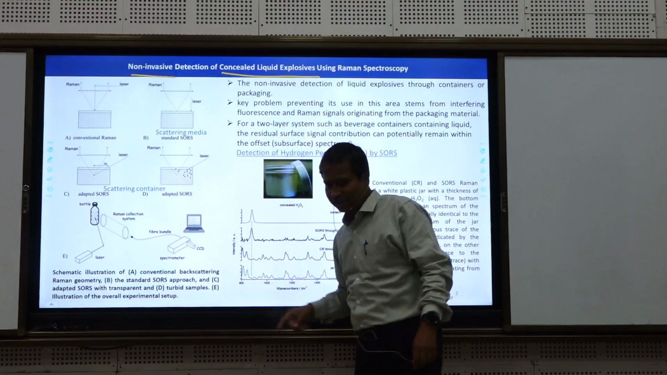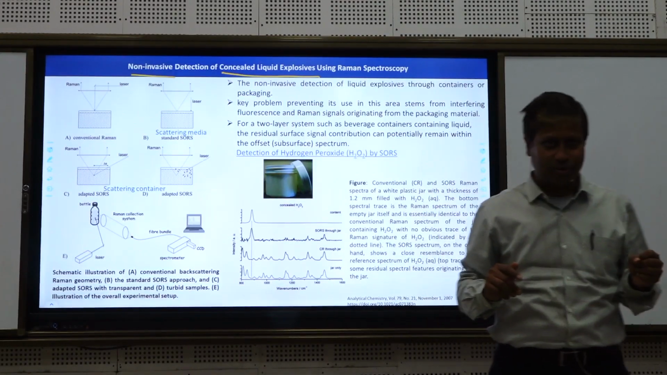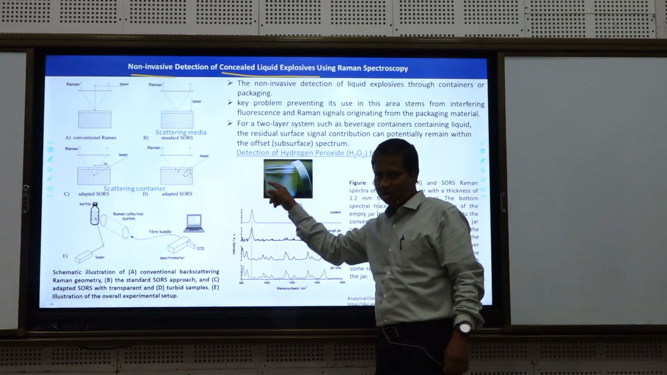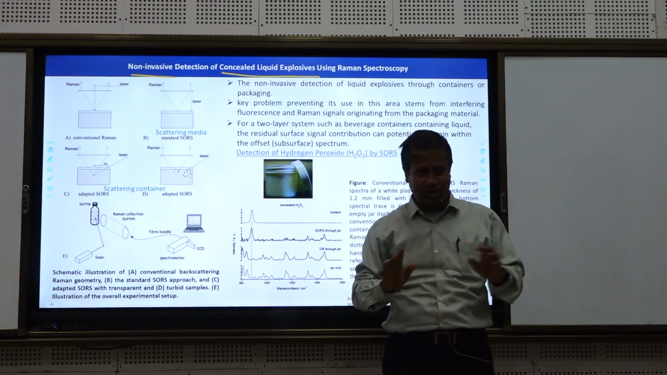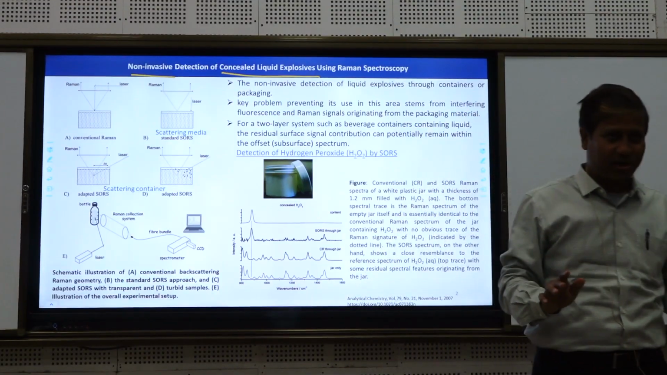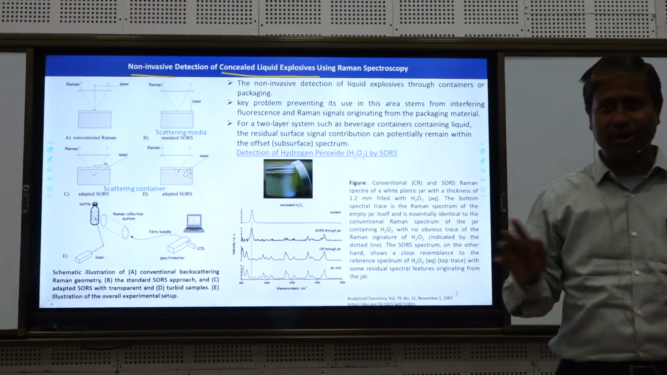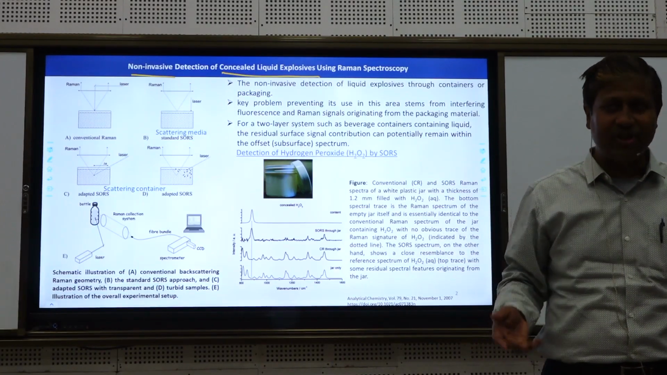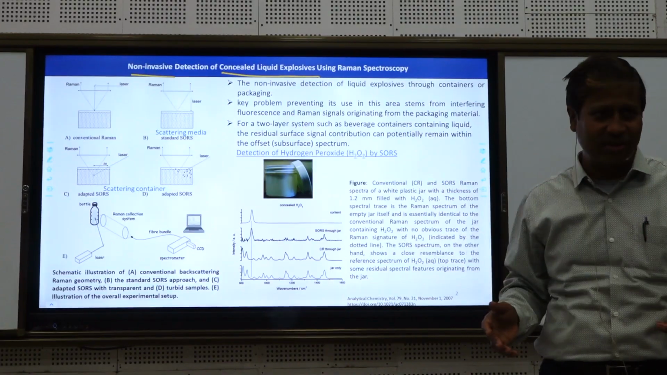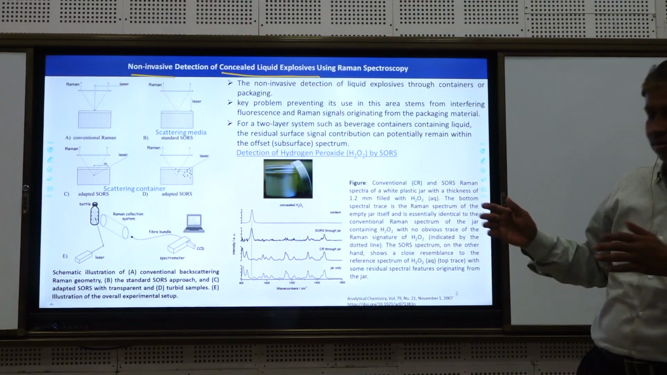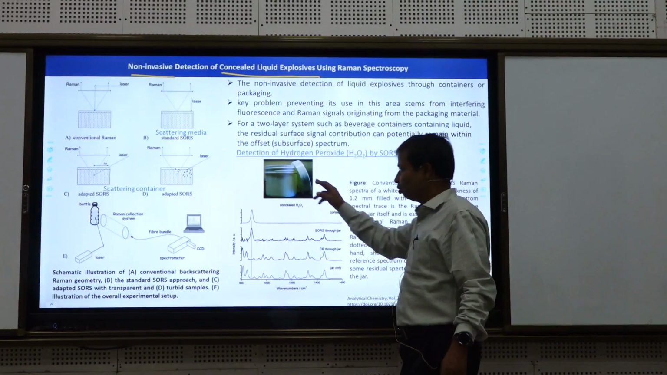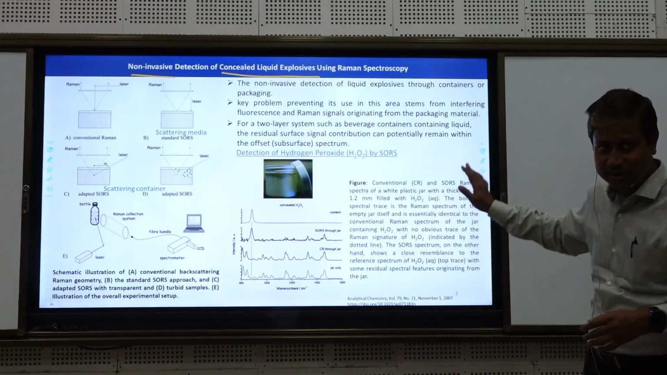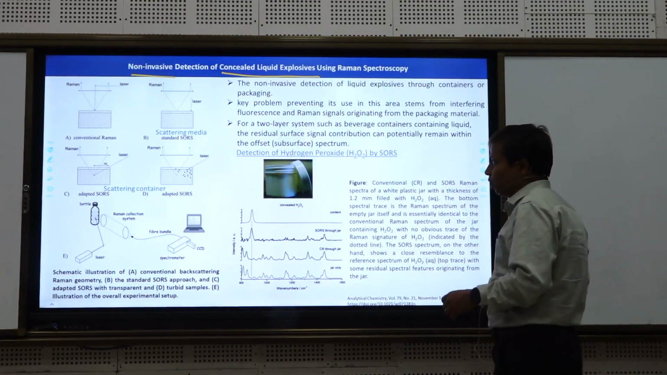Now in this report, what they are studying is H2O2. If there is H2O2 hidden in a container, and you are not going to open it, because you have seen at the airport they don't open everything. They scan it, and if they find it suspicious, only then do they open it. So without opening, if you want to know whether H2O2 is there inside or not, this is the report which suggests yes, you can find out.